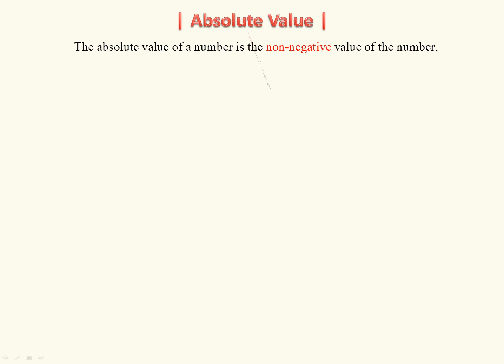Absolute value is indicated by the vertical line on either side of the number, and what it means is that it's the non-negative value of a number. In other words, the distance of the number from 0 on the number line. It ignores the negative aspect of the number. There's an example. Absolute value of negative 3 becomes 3. Absolute value of 6 stays as 6.